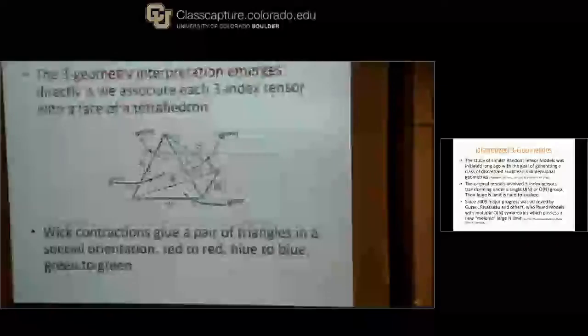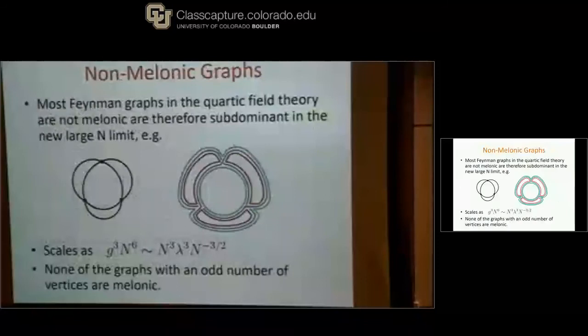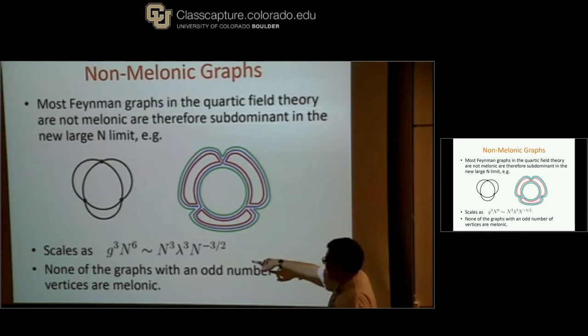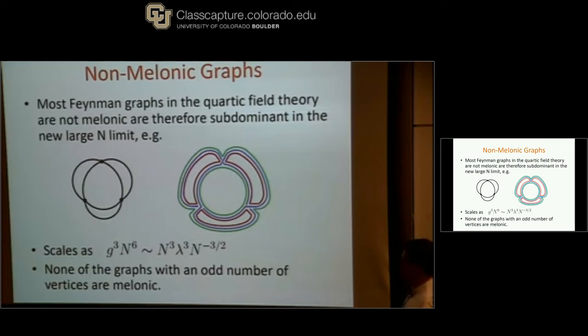So, for example, if you look at this graph, this is the cubic graph. If you count out how many loops you can have, you only have 6 index loops. So this turns out to be suppressed compared to the melonic limit by n to the minus 3 halves. So it turns out that none of the odd orders contribute. They simply cannot contribute.